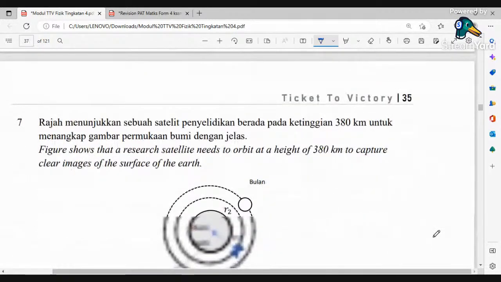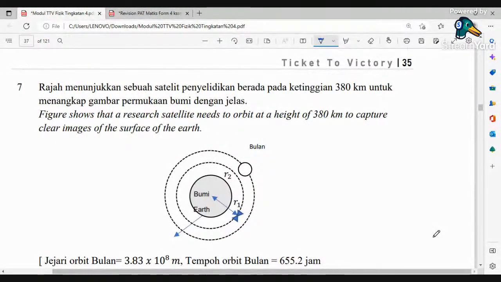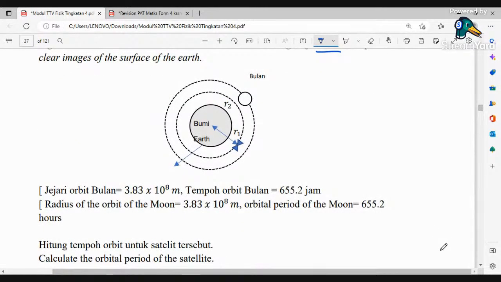Okay, now we go to number 7. The figure shows a research satellite that needs to orbit at a height of 380 kilometers to capture clear images of the surface of the Earth. Given the radius of the orbit of the Moon and the orbital period of the Moon, calculate the orbital period of the satellite.